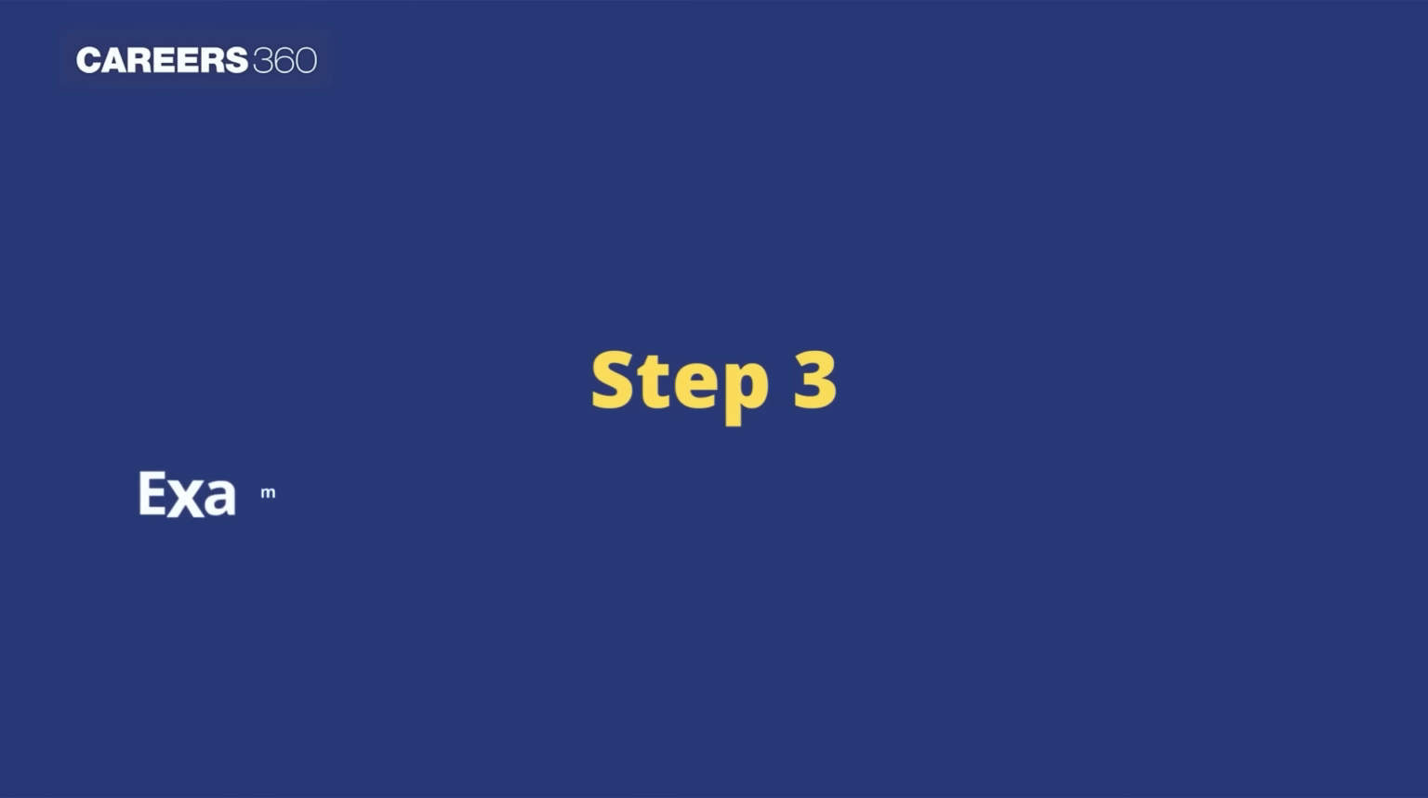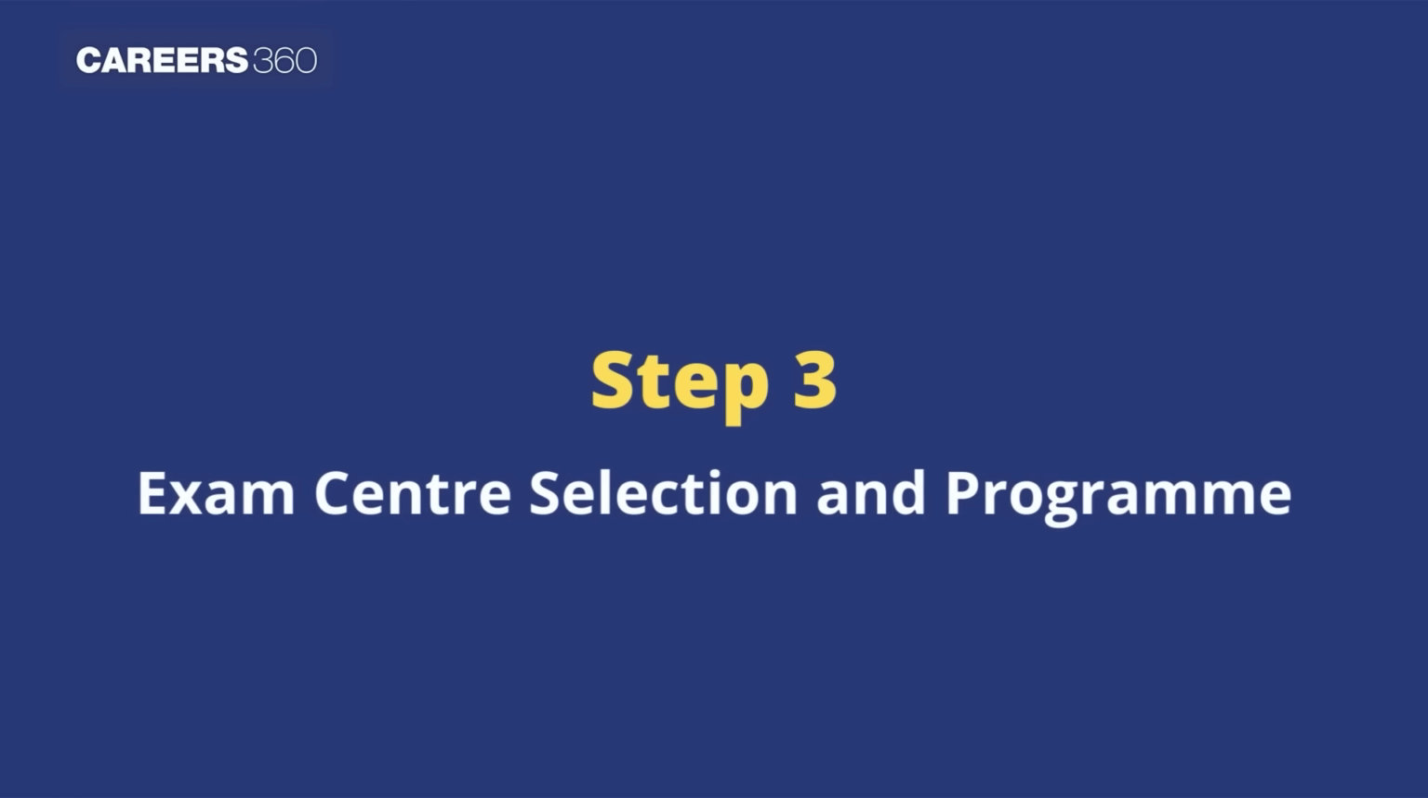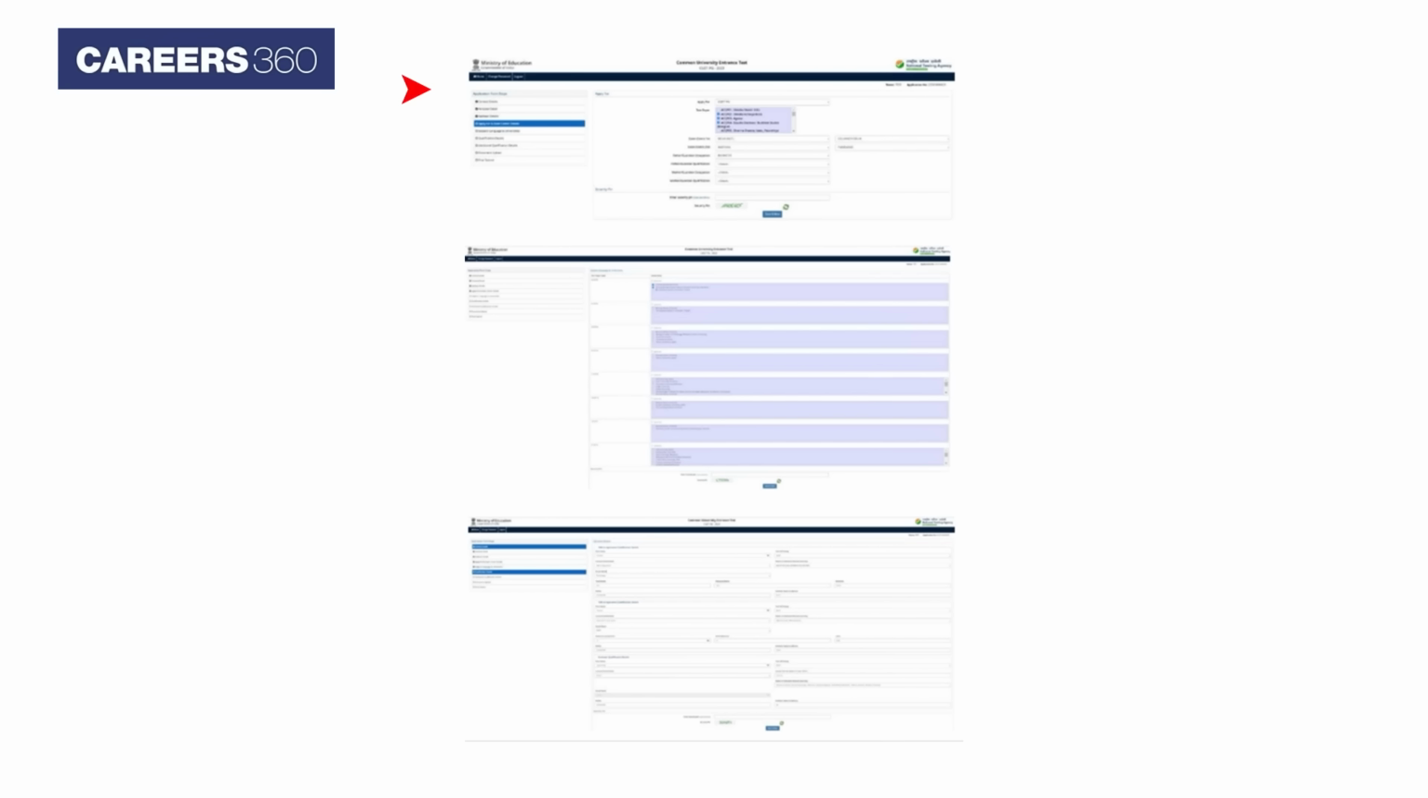Step 3. Exam center selection and program. Candidates need to select universities and programs for entrance test. Candidates can apply for a maximum of 3 programs. Candidates are required to choose the test center of their choice. Candidates cannot change their test center after the submission of application is over.